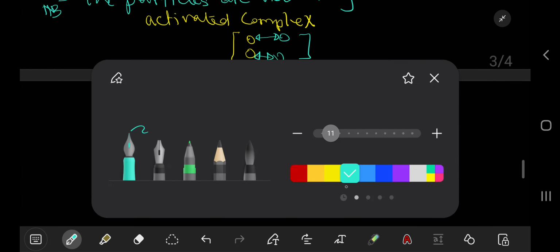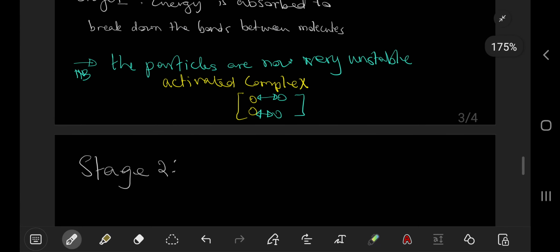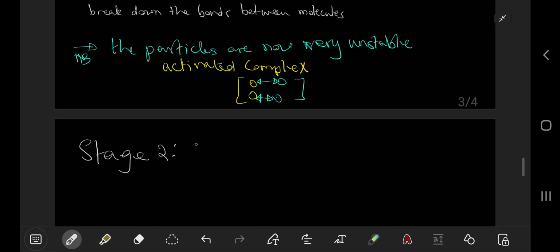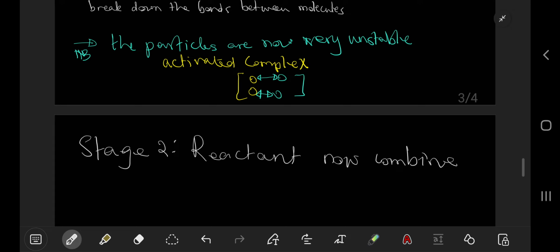And then stage 2 is actually where these atoms combine. So it means that atom of A will combine with atom of B, right? So the reactants now combine. When they combine, they are forming new bonds, right?